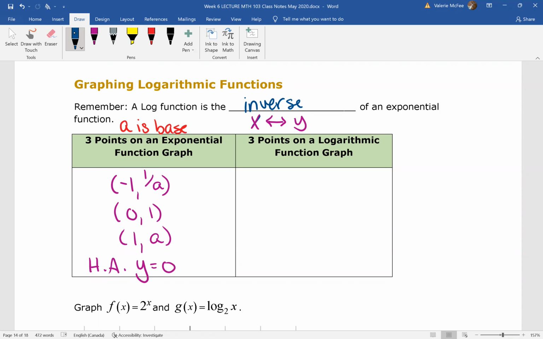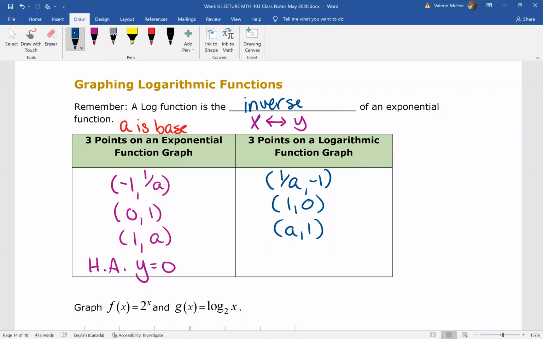Why don't you write down the points for a log function graph? Here are the 3 points on our log function graph. And remember, X and Y switch places. So instead of a horizontal asymptote where Y equals 0, now we're going to say that X equals 0. And this means we have a vertical asymptote.